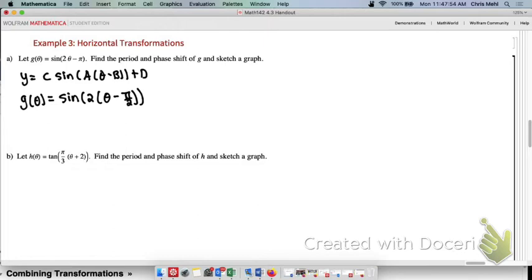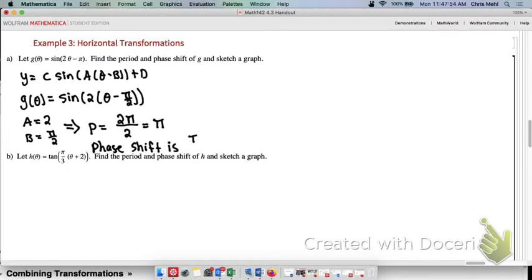So I'll identify A and B here. A is going to be positive 2. Capital B is going to be positive pi over 2. Okay, so the period of g is going to be obtained by taking the period of sine of theta and dividing by A. So the period of the resulting graph is now pi. And since B is positive pi over 2, the phase shift is going to be pi over 2 units to the right.